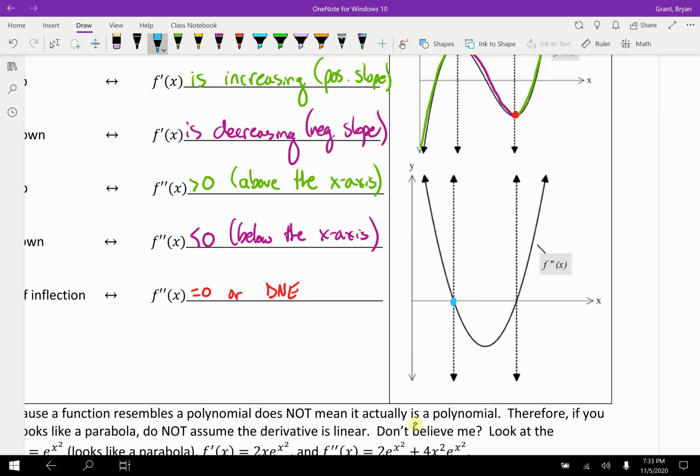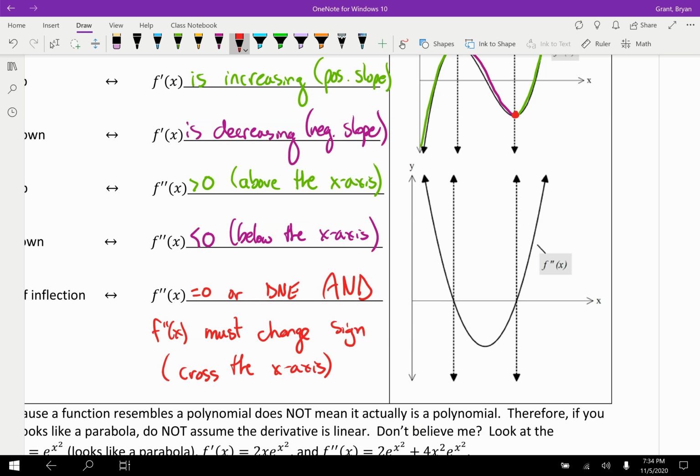Versus here, f double prime on this side is positive, above the x-axis, and then f double prime is negative, below the x-axis. We did change sign. So two things here. F double prime of x has to equal 0 or does not exist, and f double prime of x must change sign. And so when we say change sign, you could just say cross the x-axis instead of bouncing off of it, right? This is a bounce, this is a cross.